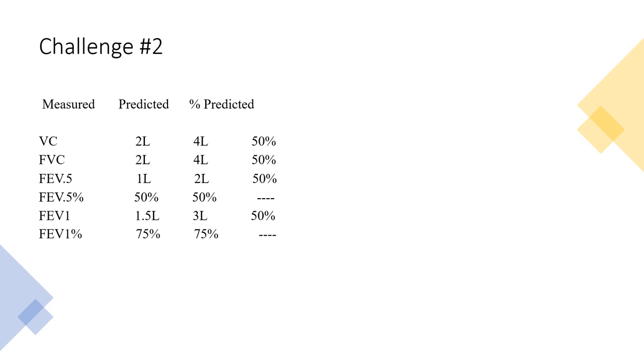All right, challenge question number 2. I'm going to make my own little scorecard. So volumes, restrictive, flow rates, obstructive. However you want to do it, come up with your own one. If it's really good and helpful, let me know. I'm always willing to learn some of that stuff.